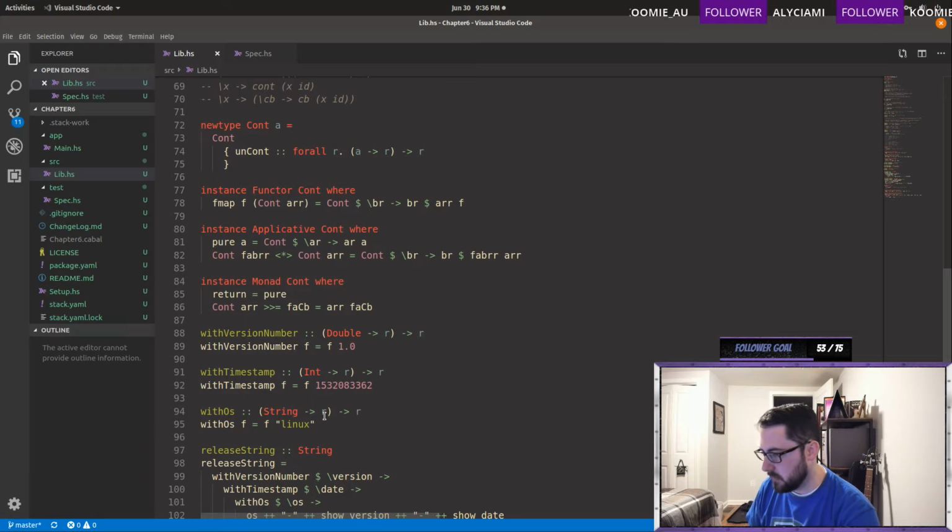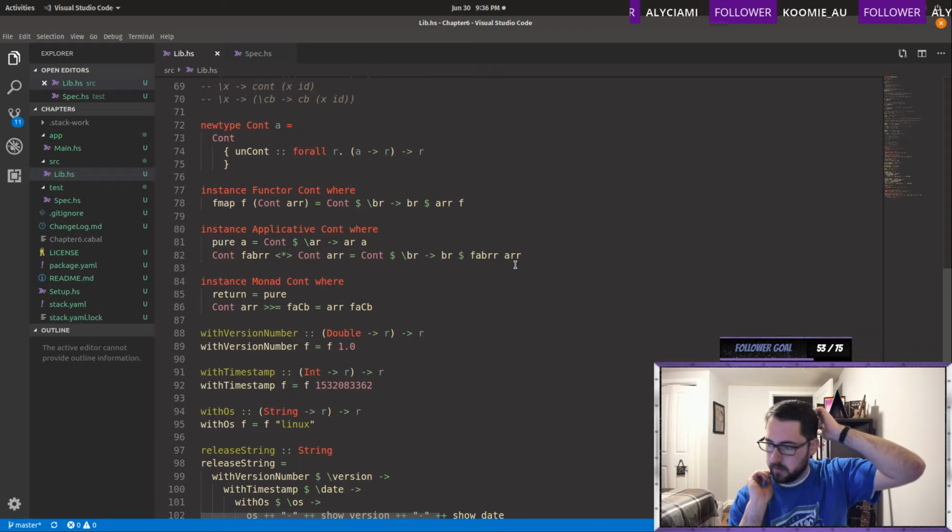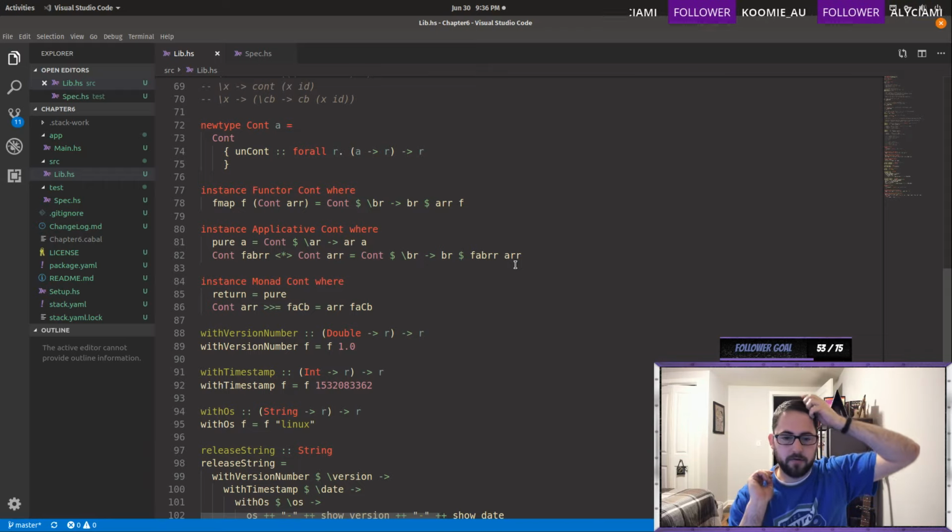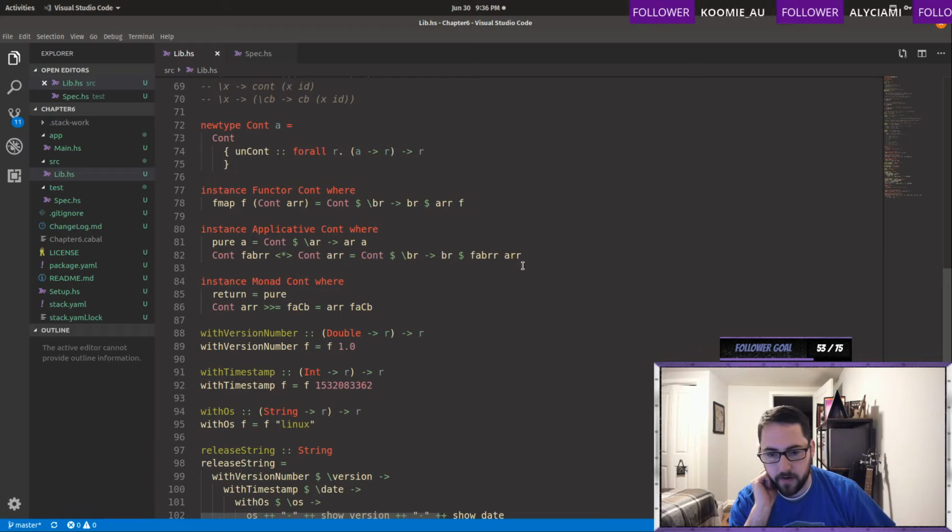Yeah, his solutions are different than mine. I'm wondering if mine are wrong. He uses exactly what you just wrote there for the applicative instance of this one. I'm not convinced that this is correct, but I don't know how to just look at it and know that it's not correct. Do you know what I mean?